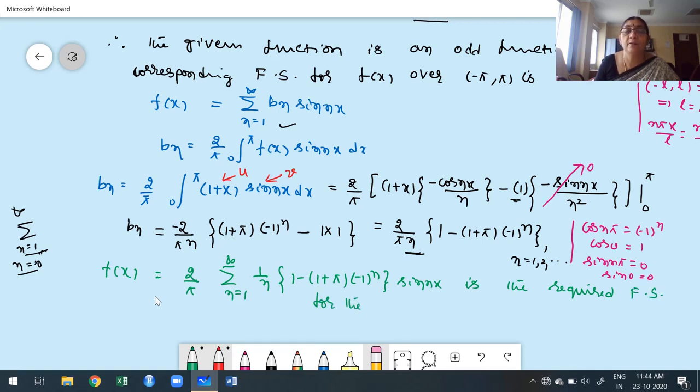Required Fourier series for the given function over the interval minus pi to plus pi.